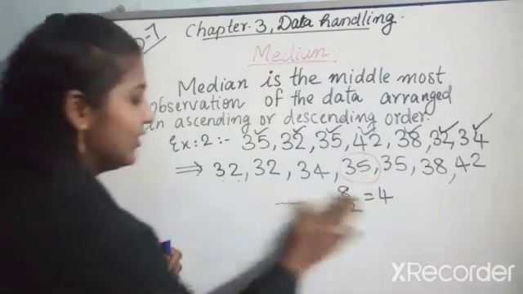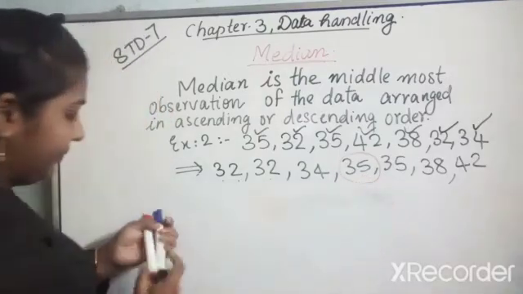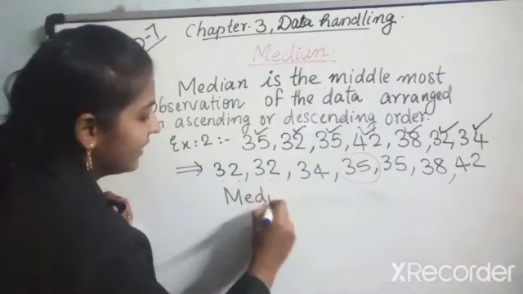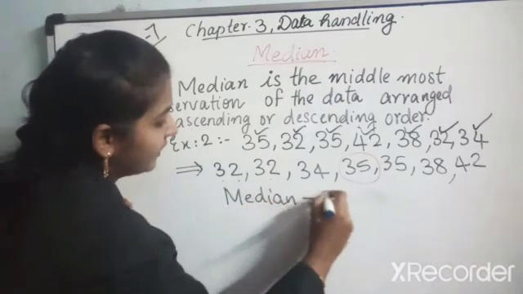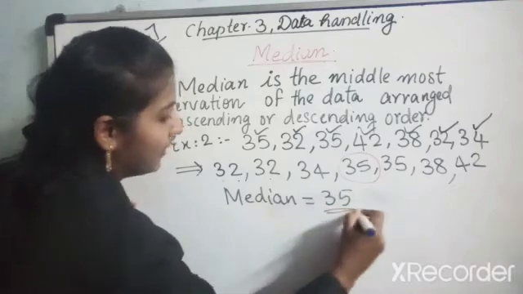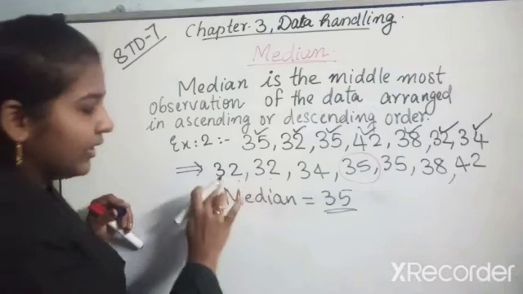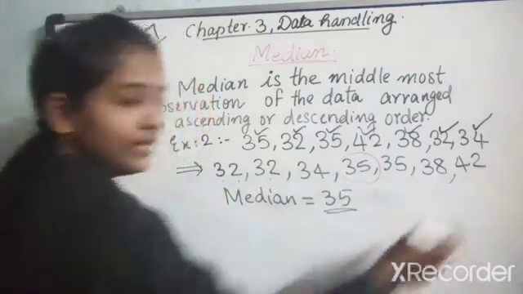Got it, children? So you can write median is equal to 35. This is the middle number, right? Here it is in the middle, and 1, 2, 3, that is 3 on the left side and 3 on the right side.